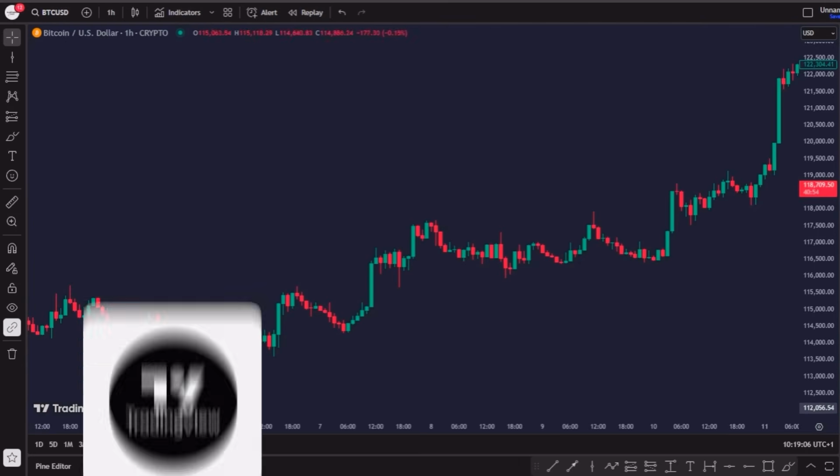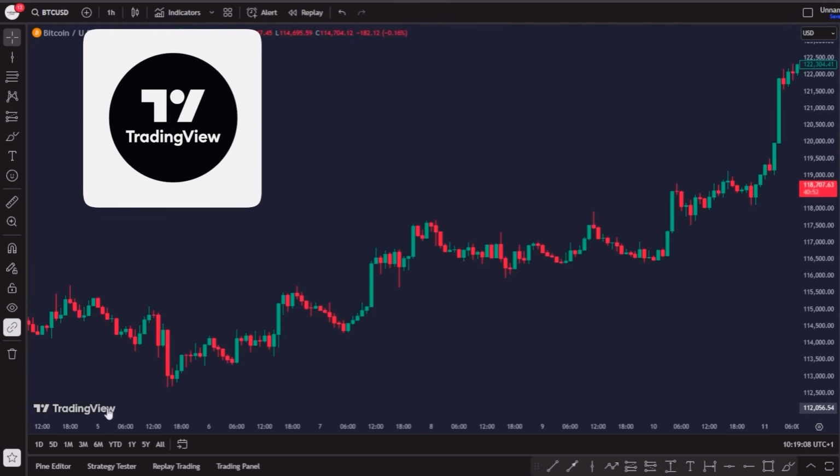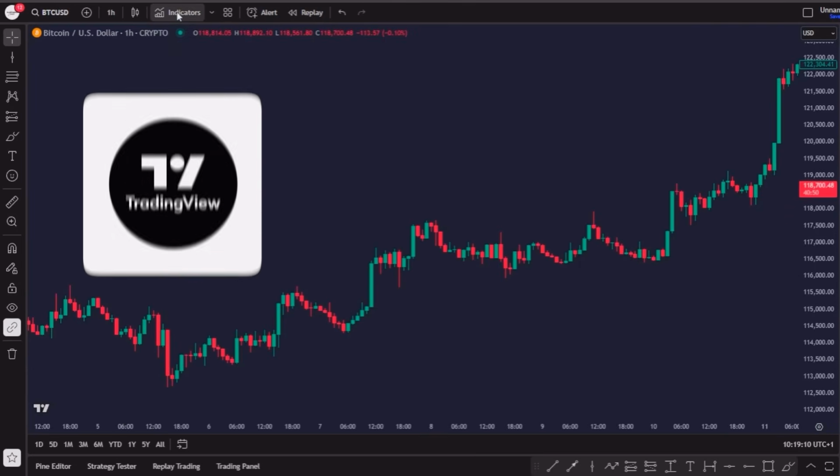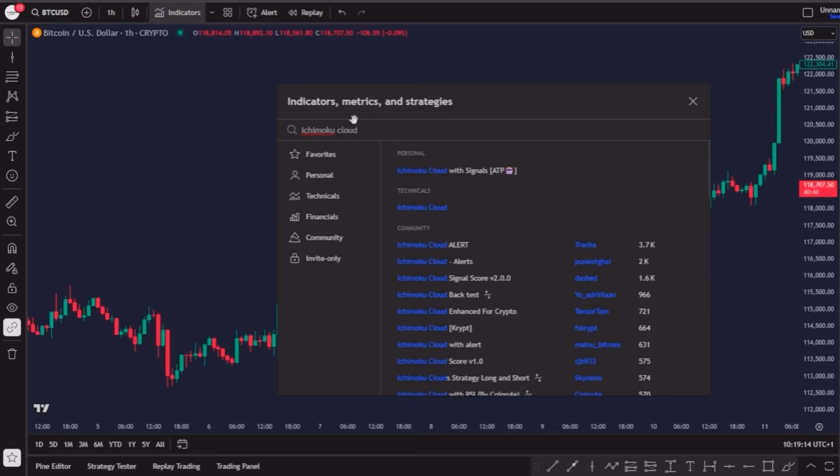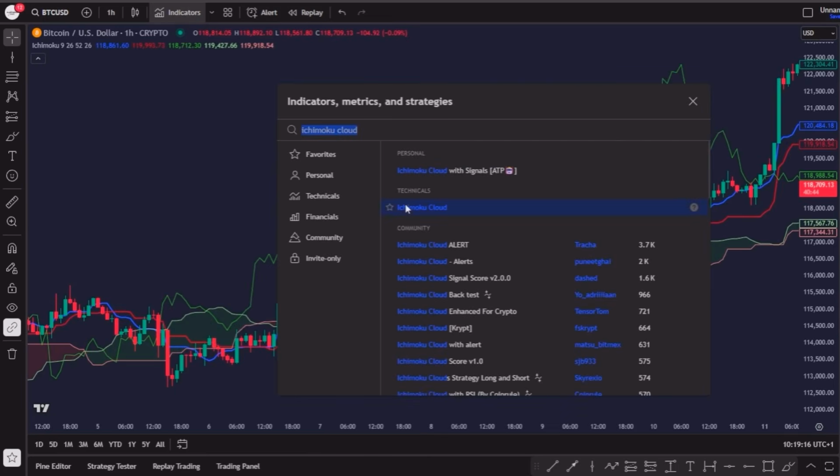Now let's head over to TradingView, which is the platform we'll be using for this entire test. Just open the Indicators tab, type Ichimoku Cloud and select the built-in one.